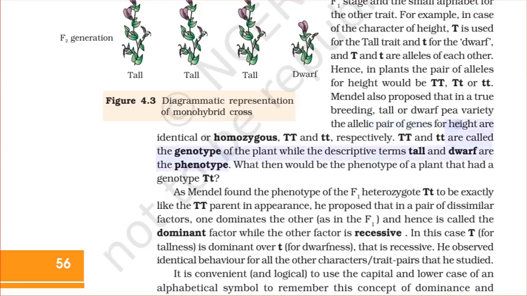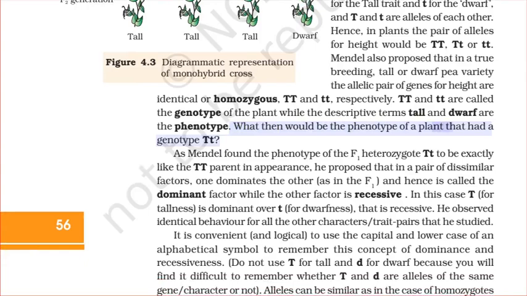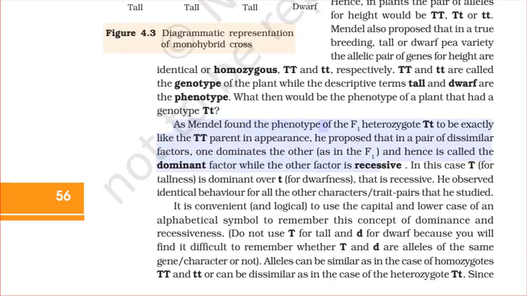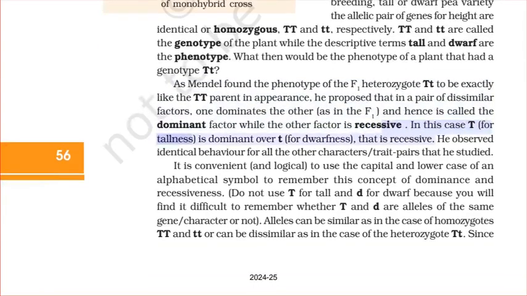TT and tt are called the genotype of the plant, while the descriptive terms tall and dwarf are the phenotype. What then would be the phenotype of a plant that had a genotype Tt? As Mendel found the phenotype of the F1 heterozygote Tt to be exactly like the TT parent in appearance, he proposed that in a pair of dissimilar factors, one dominates the other as in the F1, and hence is called the dominant factor, while the other factor is recessive. In this case, capital T for tallness is dominant over small t for dwarfness, which is recessive.